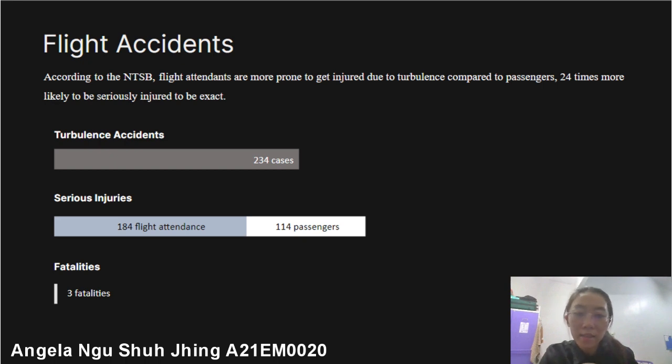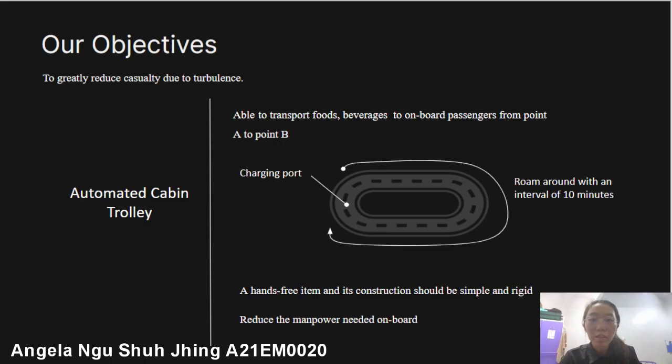So from this data, we can see that flight attendants are more prone to get injured due to turbulence compared to passengers, 24 times more likely to have serious injury to be exact. Hence, our group came up with this automated cabin trolley to minimize the damage brought by turbulence.